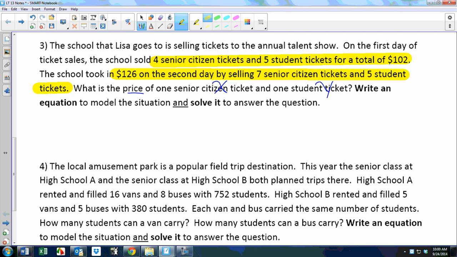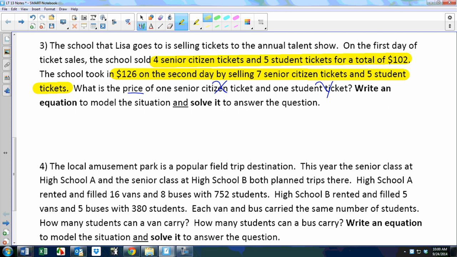Four senior citizen tickets and 5 student. Well, let's think. If a senior citizen ticket's $10, what are you going to do with that 4? Aren't you going to multiply 4 times 10? Okay. What if student tickets were $20? You take 5 times 20, right?